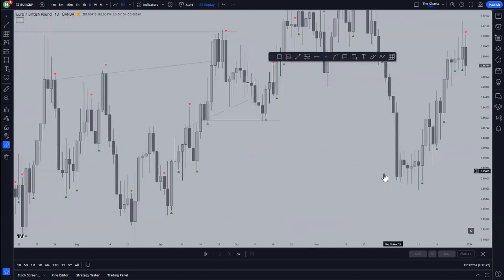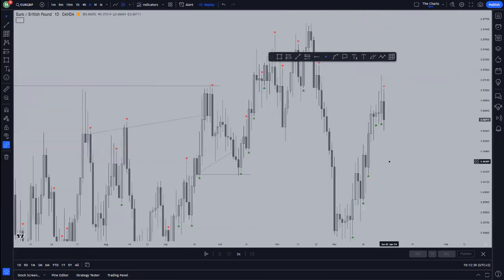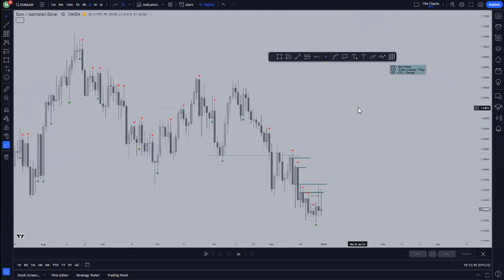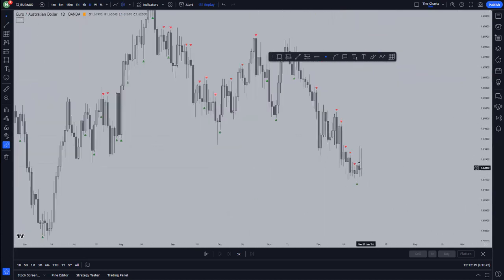So don't base your analysis on the trend line. Just look at the SNR levels and use this to identify more confluences. Let's look for some other examples, and you can see that sometimes it's going to be messy.